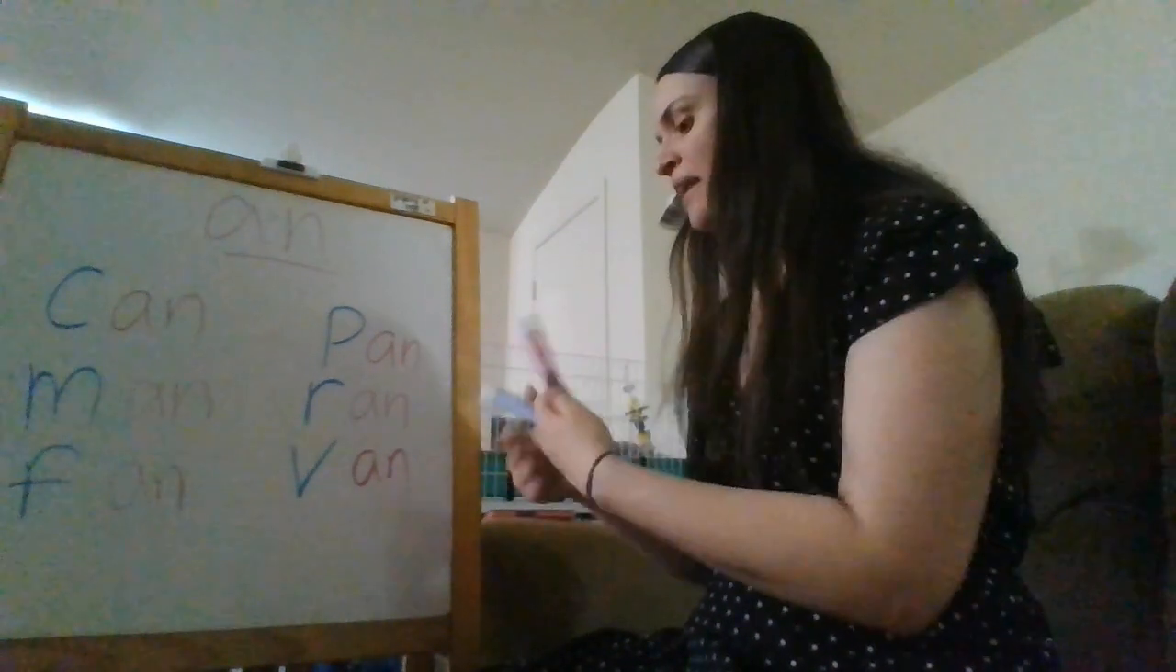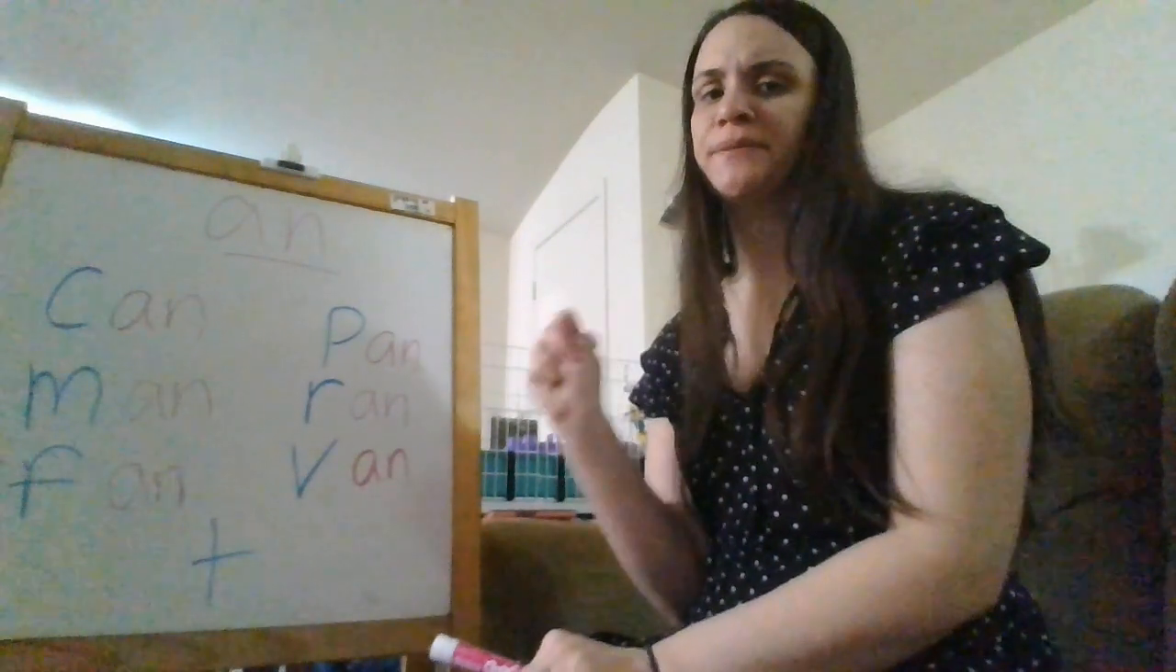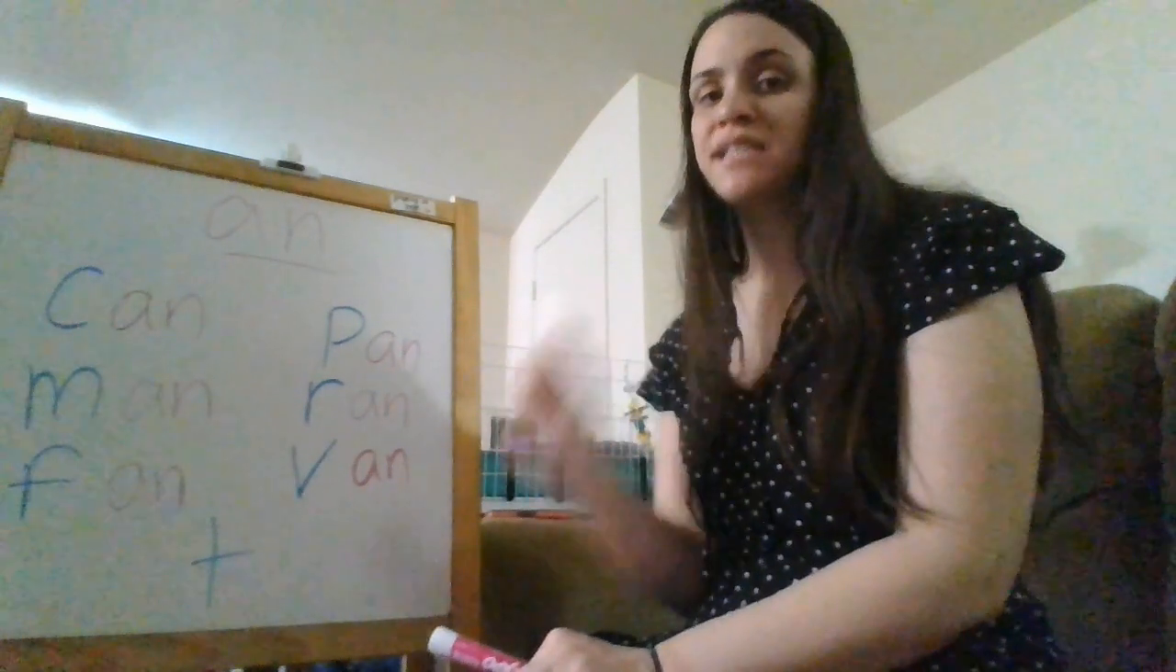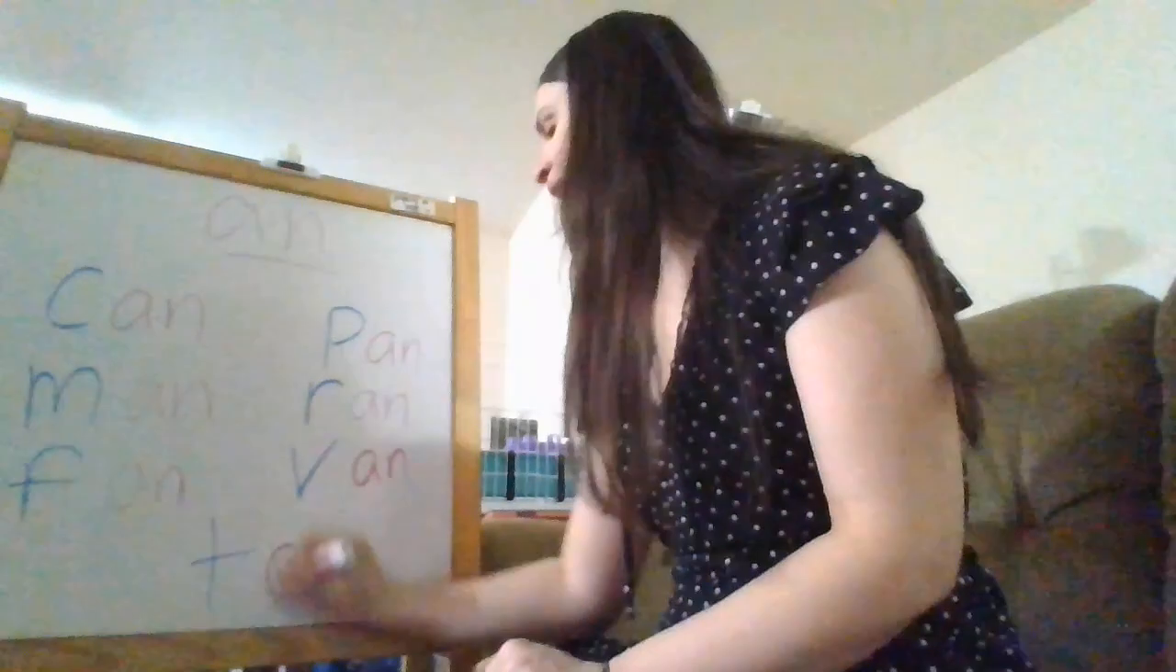And the last one we're going to add is the letter T, and then we'll have done them all. What sound does the letter T make? T says ta. Can we say ta? So we have ta, an.